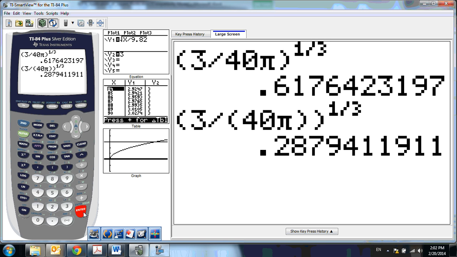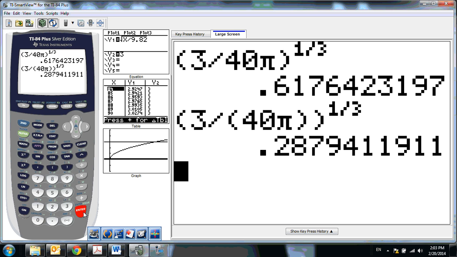Okay, everyone should have gotten one of these two answers. Did you get one of these two answers? Okay, only one of these answers is correct. The bottom one. Why? Good. Why does the 40 pi have to be in parentheses?